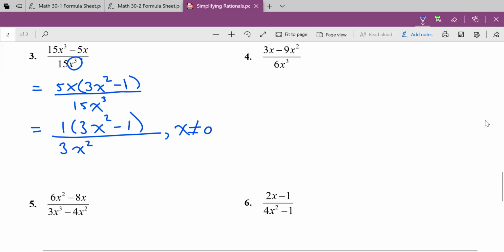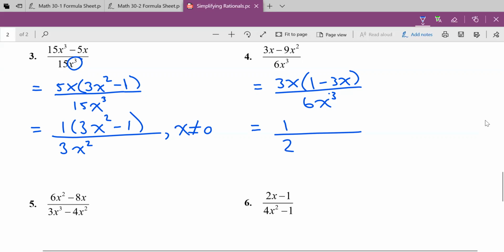All right, let's try another one. Number 4. So again, I see a binomial, so I'm going to factor whatever I can out of it. It looks like we can factor out a 3x. So I'm left with 1 minus 3x in my binomial, just like that. And now I can divide. So once I can factor, I can divide. 3 over 6 simplifies to 1 over 2. x divided by x cubed is x squared. And again, the numerator here, I can't do anything with that 1 minus 3x. NPVs, right there, x can't equal 0.